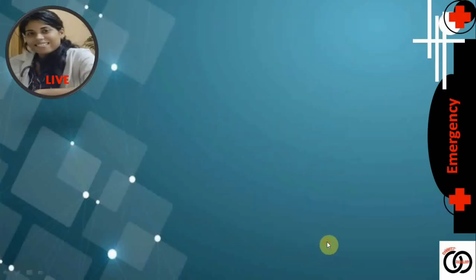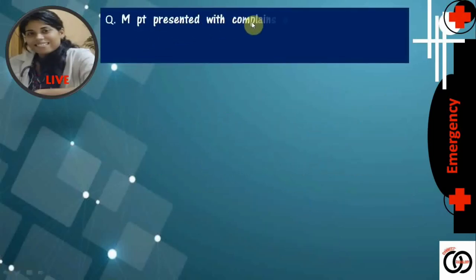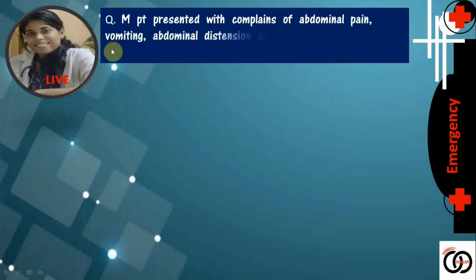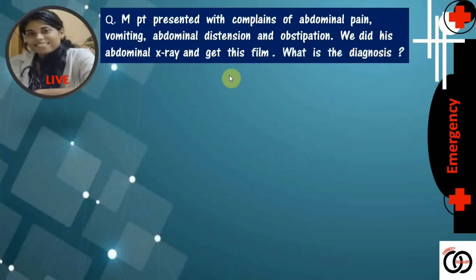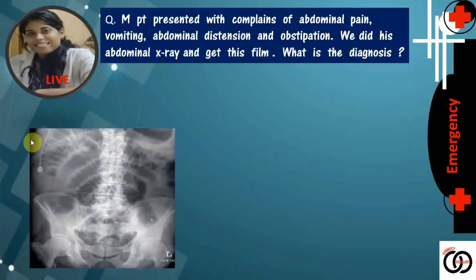A middle-aged male patient presented with complaints of abdominal pain, vomiting, abdominal distension and obstipation. We did his abdominal X-ray and got this film. What's the diagnosis? See the X-ray film. Appreciate the centrally placed loops of small intestine with multiple short air fluid levels.